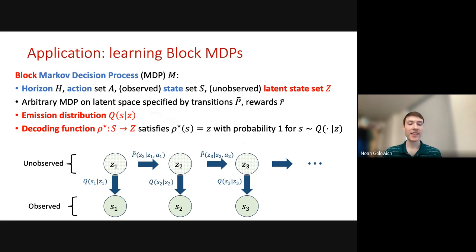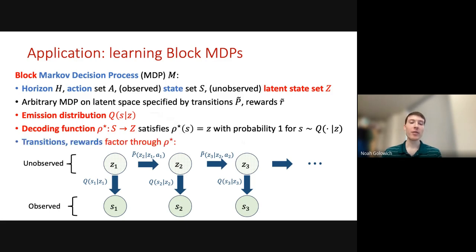Now, the key assumption that makes a block MDP tractable, both in a planning sense as well as in a learning sense, is the existence of a decoding function, rho star, mapping from observed states to latent states, which satisfies the property that it always correctly decodes an observed state. So in particular, with probability 1, for S drawn from the distribution of Q of Z, rho of S always decodes Z.